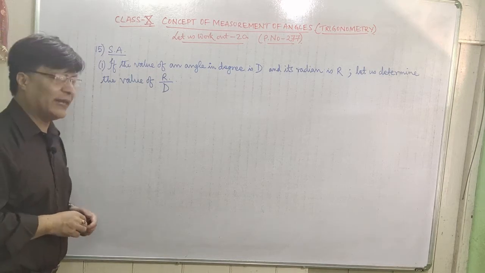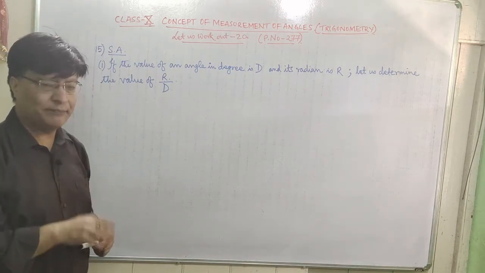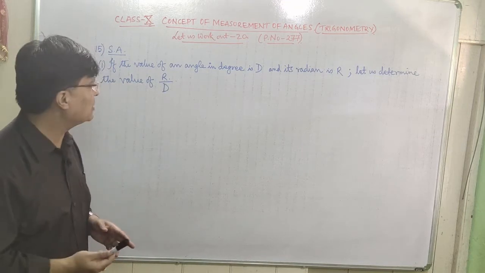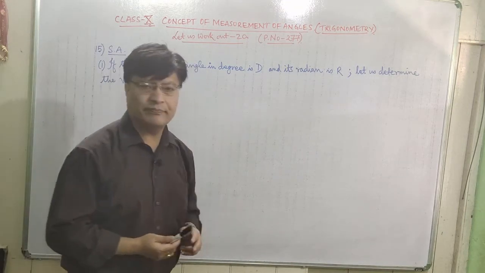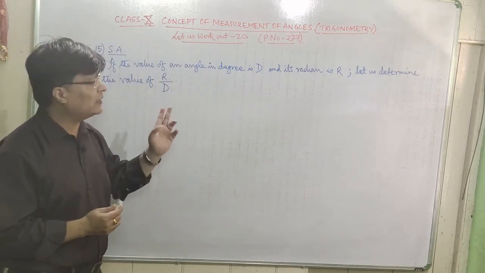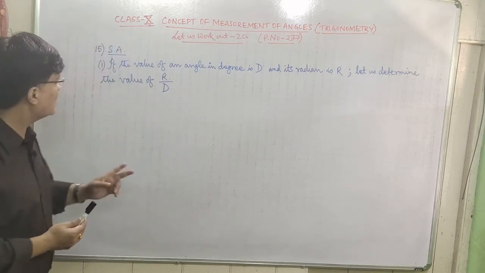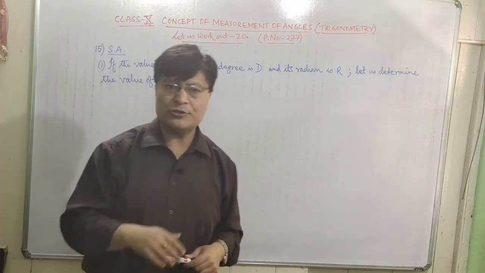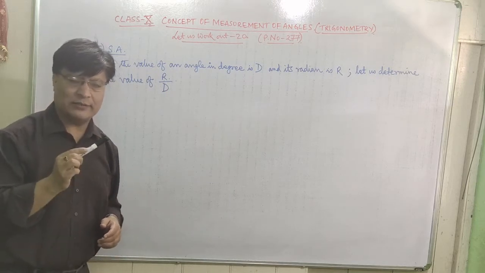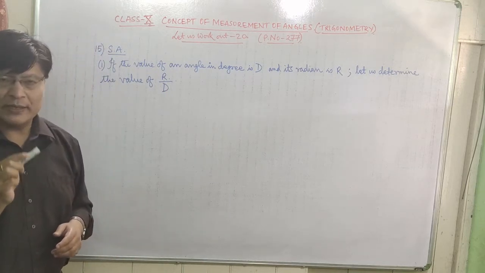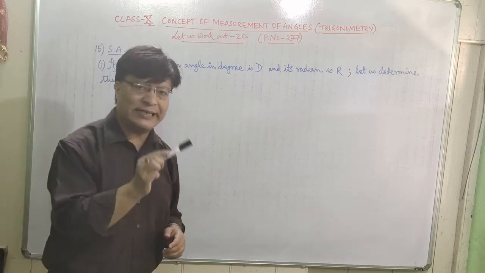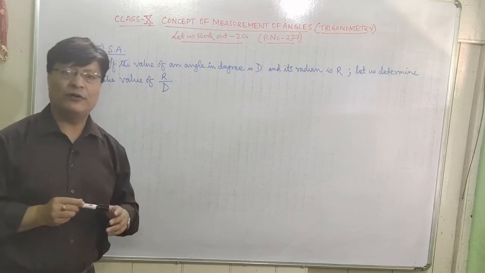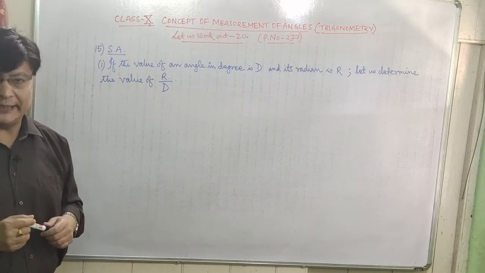If the value of an angle in degree is D, capital D, and the angle in terms of radian is capital R, let us determine the value of R upon D. Suppose an angle is measured in terms of degree D, and the angle is measured in terms of radian R, then you have to find out the value of this fraction R upon D.